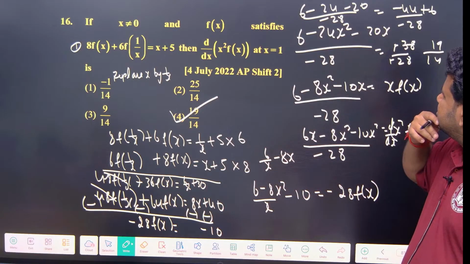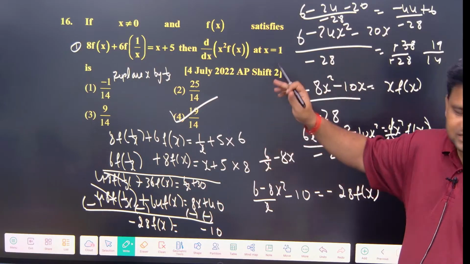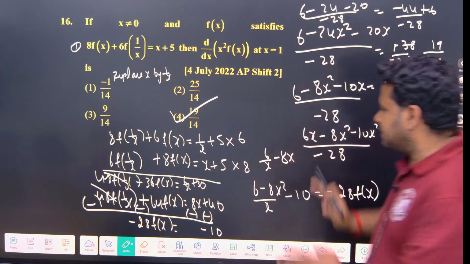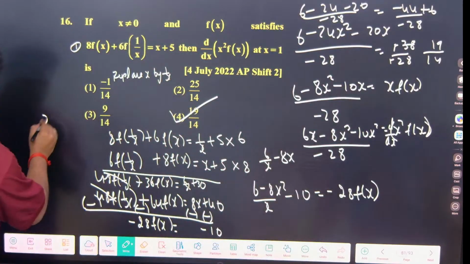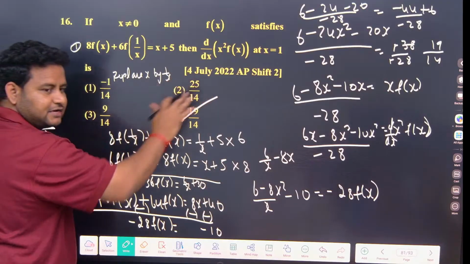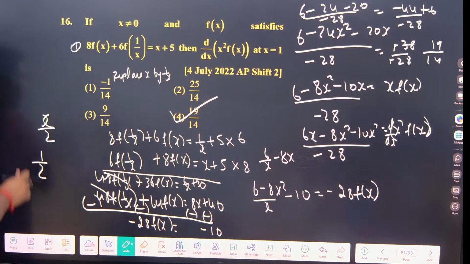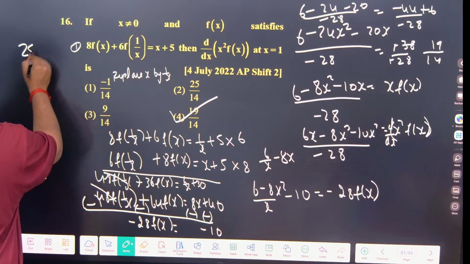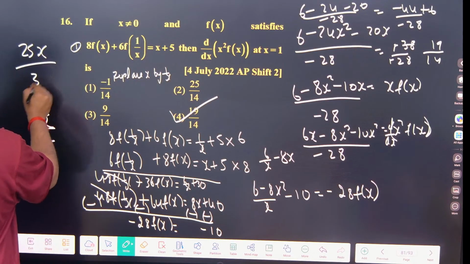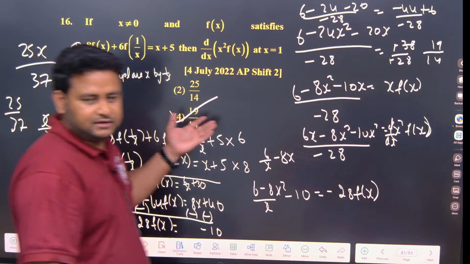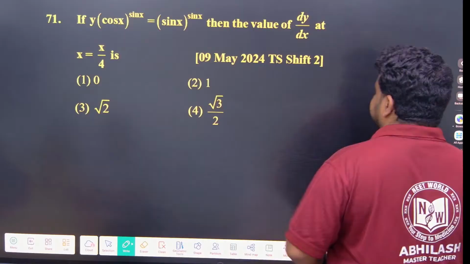Which one? 28. This one. See, we are differentiating. This is a constant, we will take it outside. Suppose I ask you to differentiate x by 2, what will you do? The answer is 1 by 2. The 28 will remain as it is. You will not apply the U by V rule. You will not apply the L'Hopital rule. So that will remain as it is. Understood? If I ask you to differentiate 25x by 37, you will write 25 by 37. Correct? Same thing we have done here. Okay, got it? Next one.